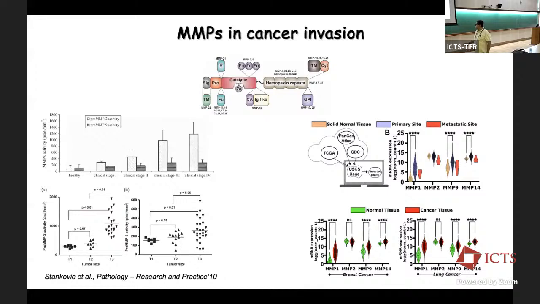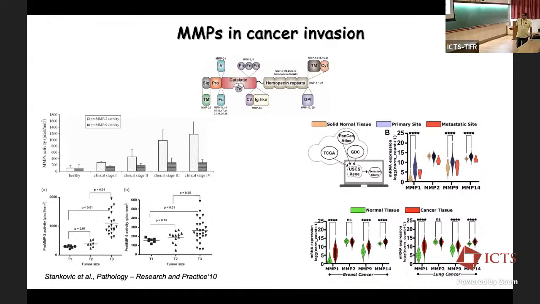These are just some data in various contexts showing how MMP expression correlates with invasion and disease progression. And I draw your attention to this case. So this is for breast and lung. I have specifically picked 4 MMPs: MMP1, which is a collagenase; MMP2 and 9, both of which are gelatinases. In fact, MMP2 can also activate MMP9. And MMP14 is the one which is transmembrane, as I described in the previous report.